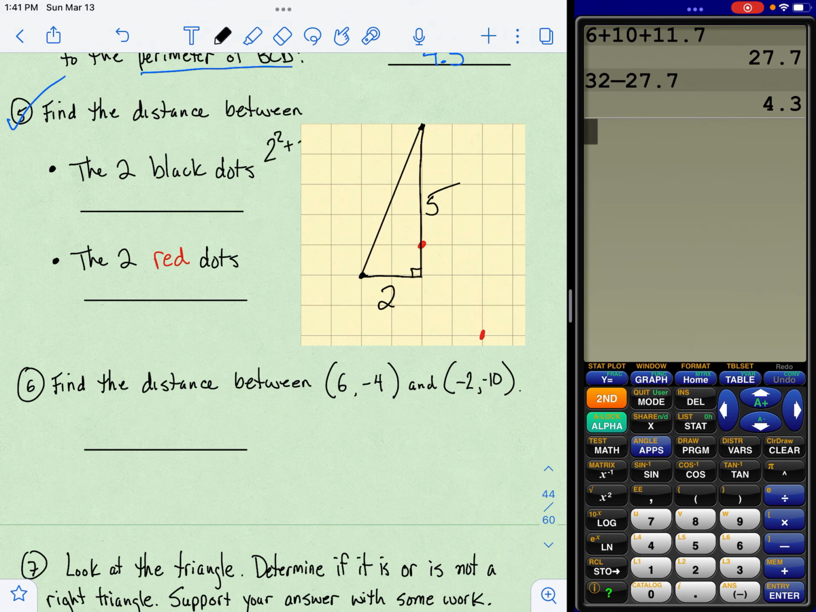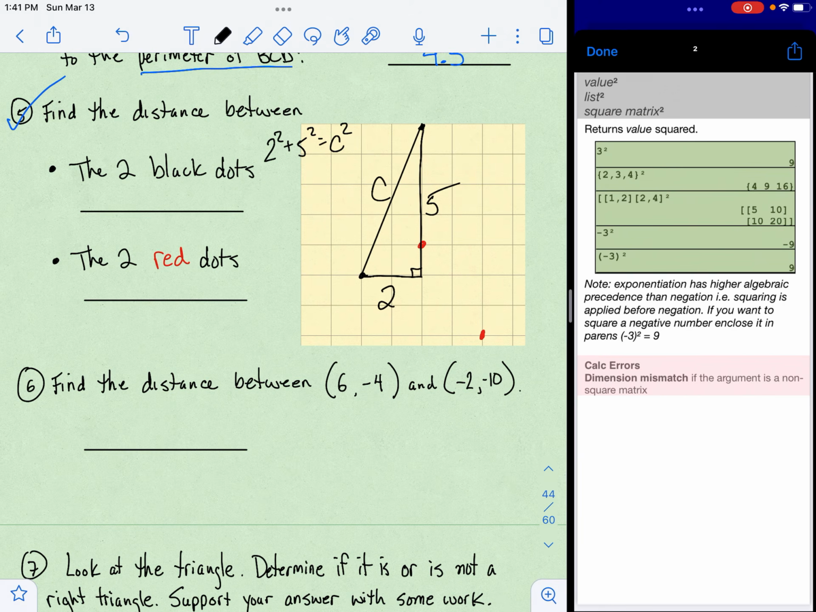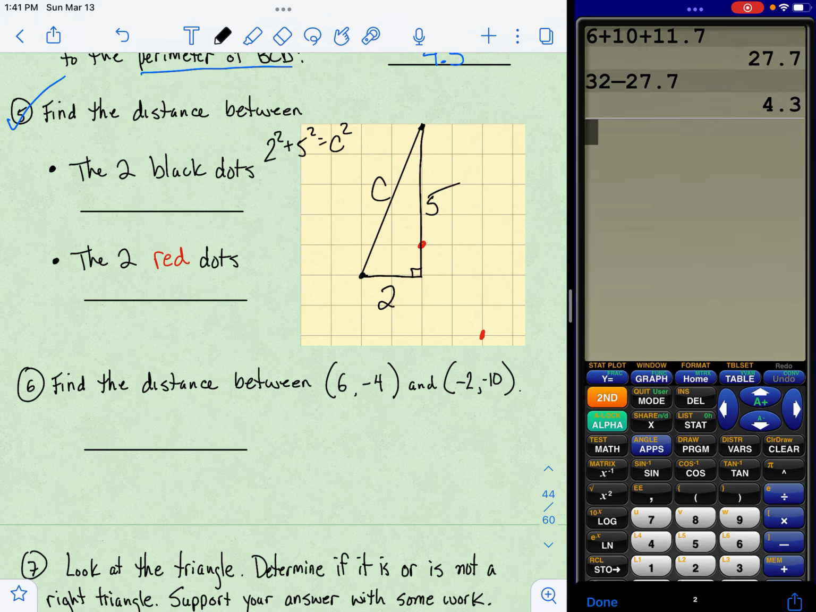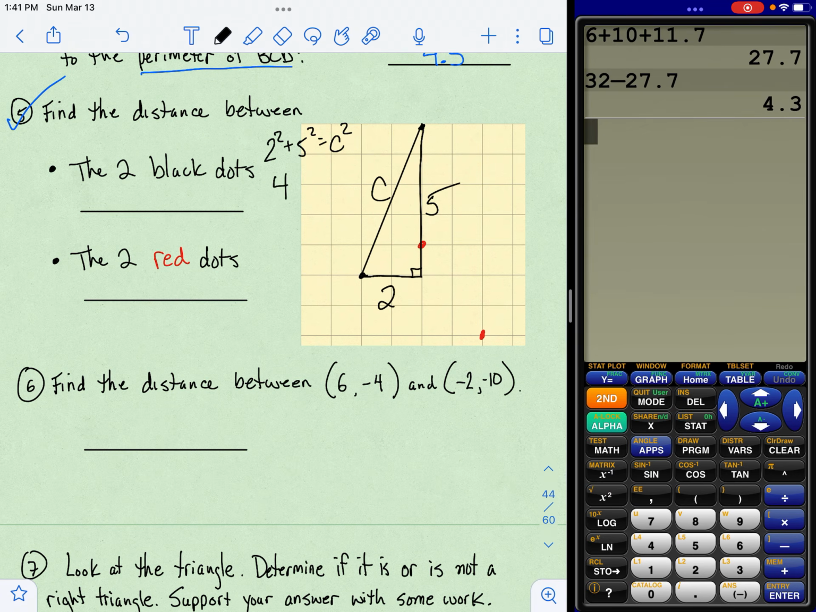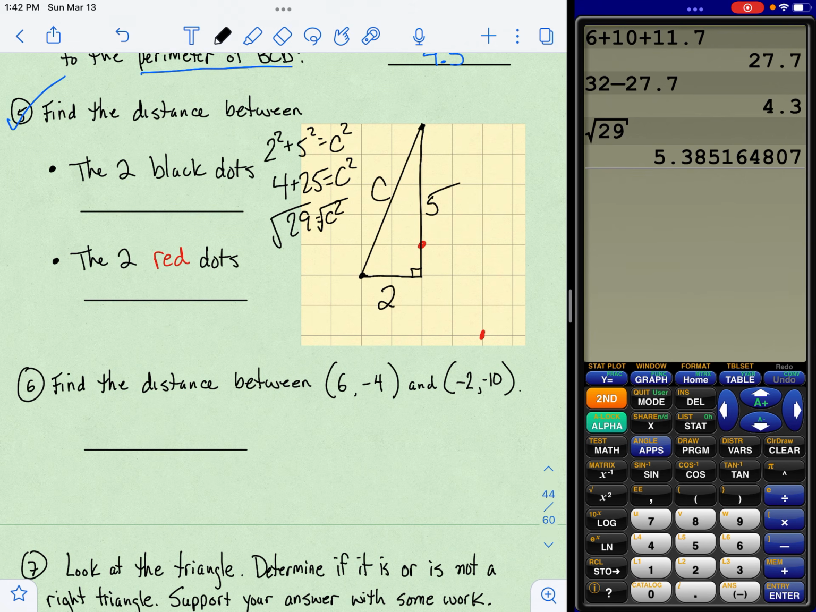So 2 squared plus 5 squared equals c squared. C is the diagonal. I don't know what that is. 2 squared is 4, 5 squared is 25, and 4 plus 25 is 29. I'm going to square root both sides. For that, I'll use my calculator. Square root of 29 is 5.4, so 5.4, right? The two dots, you would do them the same way. Your drawings might overlap a little bit, but ultimately that's pretty straightforward.